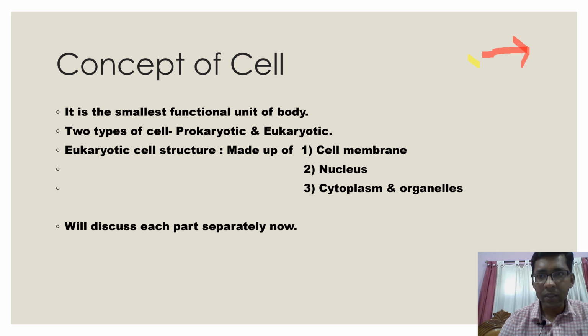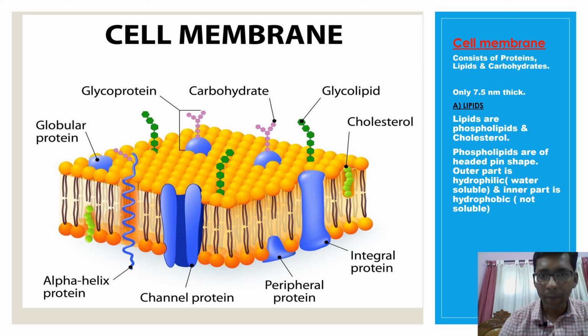Now we will discuss each part separately. So first thing which is coming is cell membrane. Cell membrane consists of protein, lipids and carbohydrate, all three elements. So which are the lipids? These are the glycolipids and cholesterol. These are the lipid part.